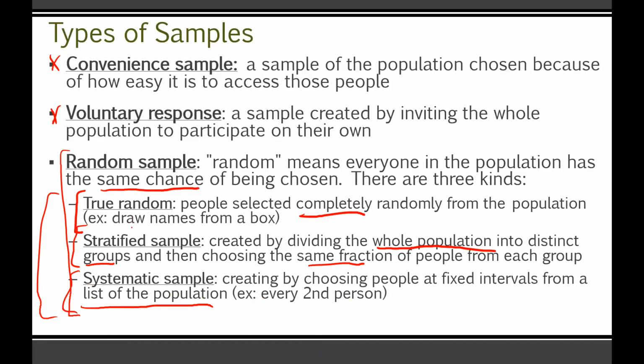So those 5 different things, you do need to know them. Remember, convenient sample is just a sample chosen because it was easy. Voluntary response, that one I think is the most obvious one. That's just people choose to respond to the survey if they want. True random, also not a very hard one to understand. That's just a random draw names out of a box kind of survey. And then the 2 more tricky ones to understand are stratified sample, where you have them put into groups and then you choose the same fraction from each group, and a systematic sample where you are choosing people at a fixed interval.